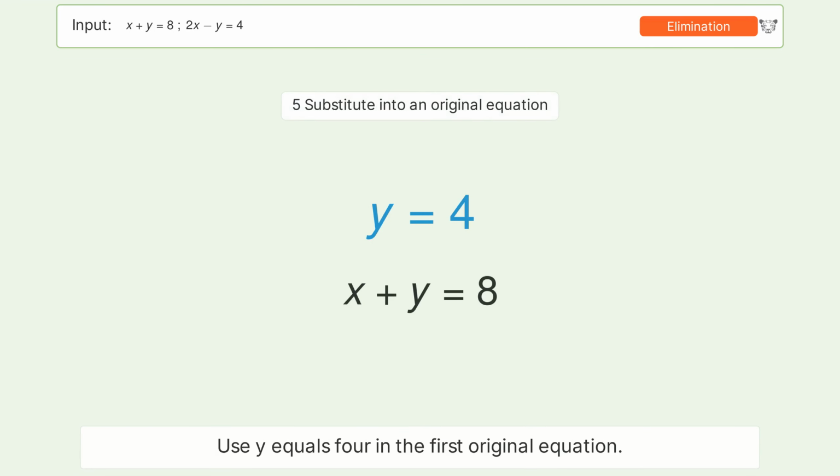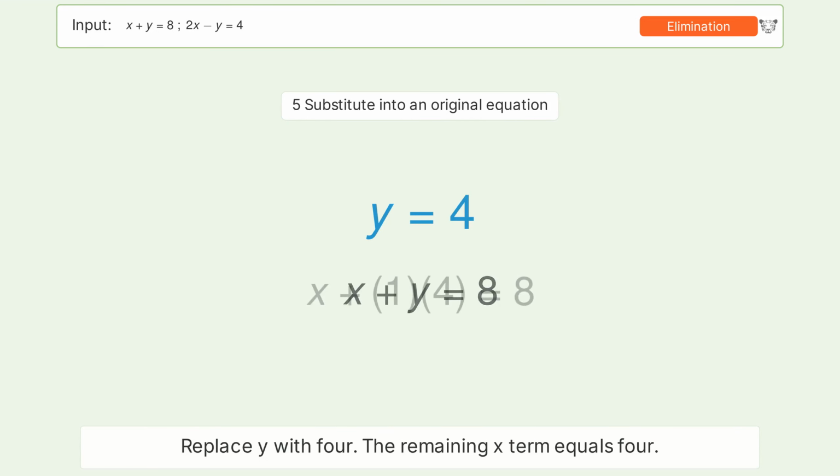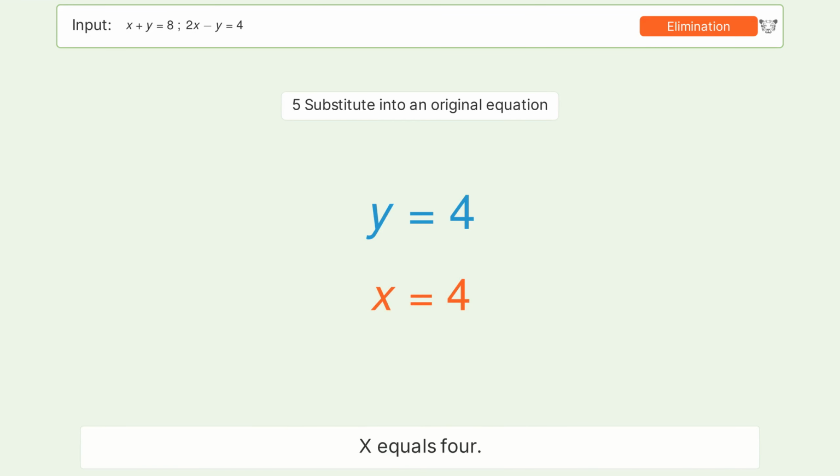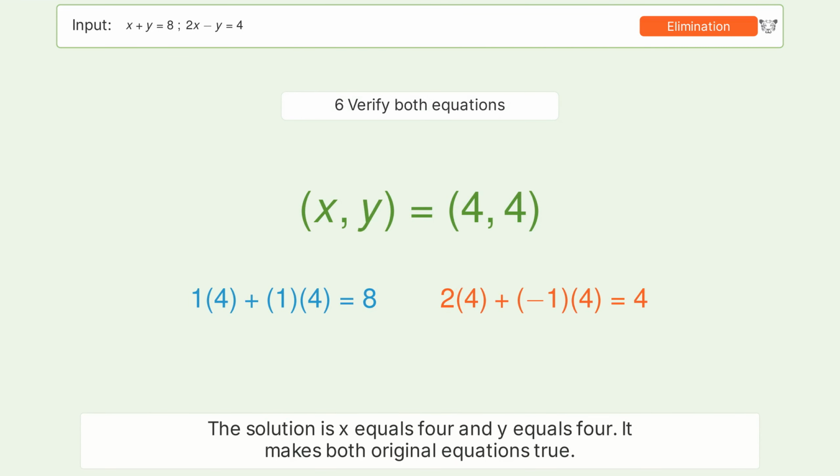Use y equals 4 in the first original equation. Replace y with 4. The remaining x term equals 4. X equals 4. The solution is x equals 4 and y equals 4. It makes both original equations true.